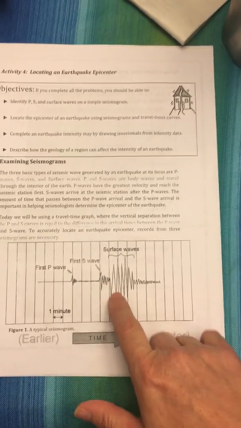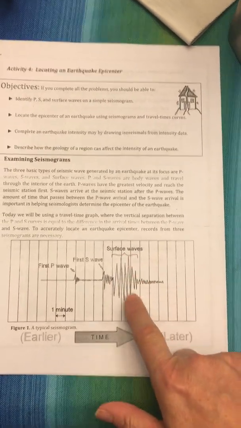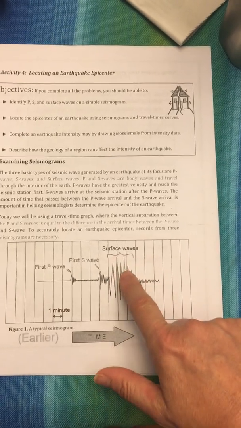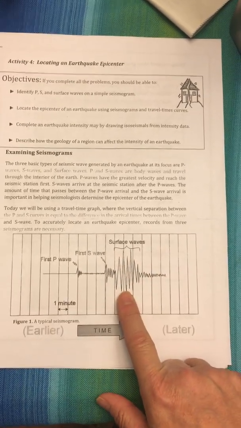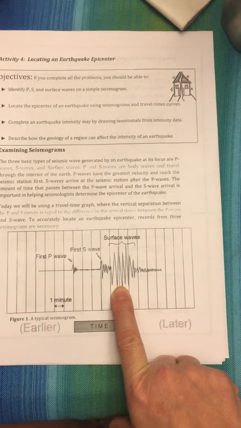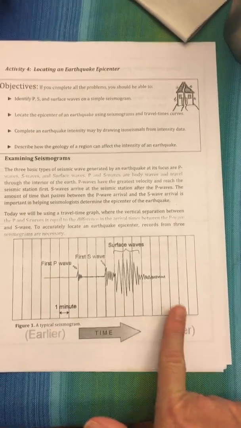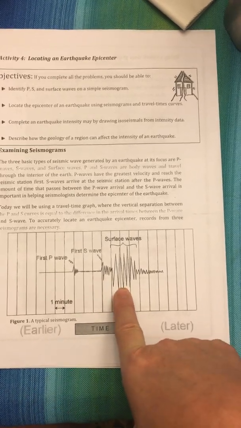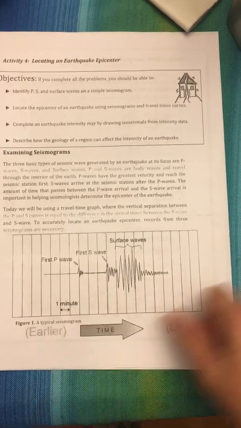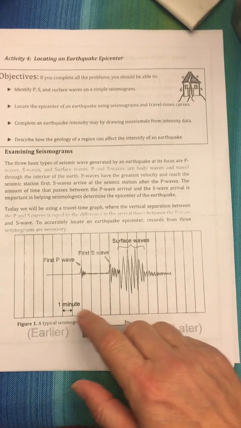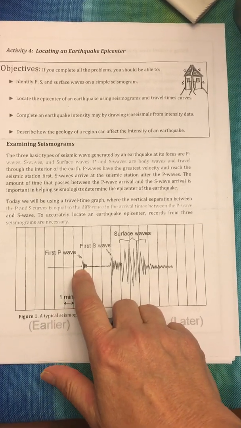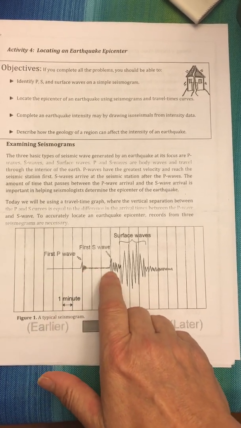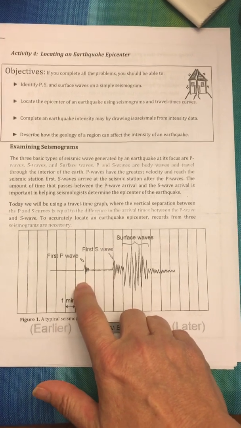After the S waves is when surface waves come, and they are the largest. They will make the largest lines, and they cause the most damage when they arrive at the surface. So we have P waves on the left, then the S waves, and then the surface waves. And on this example, you can see the start is right here of the P wave, and the start of the S wave is right here. So we're going to count in between.